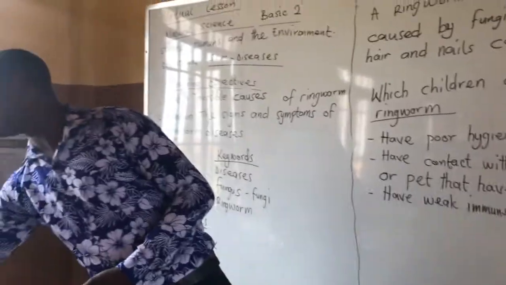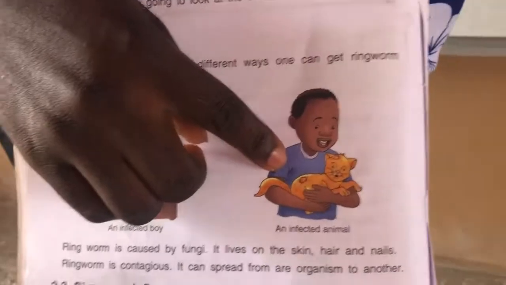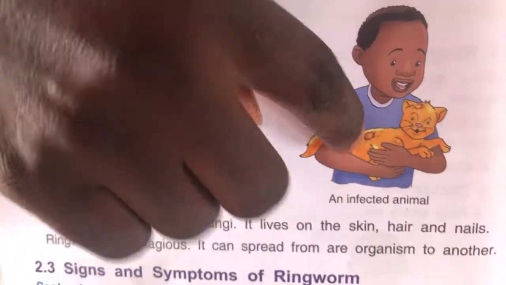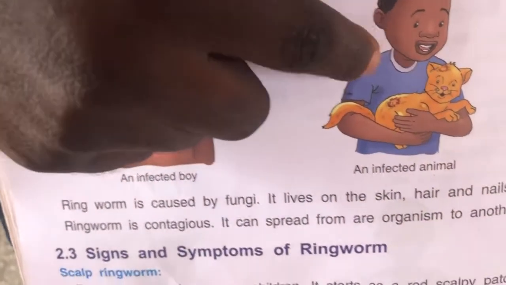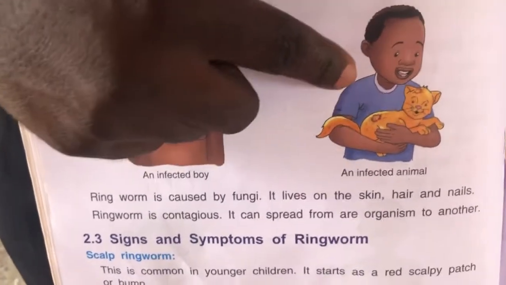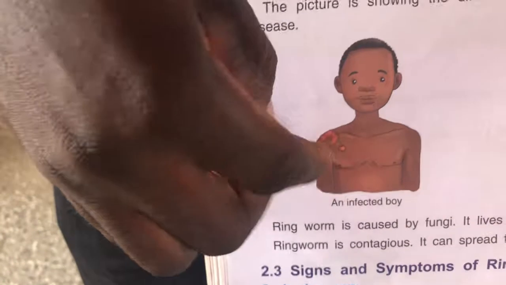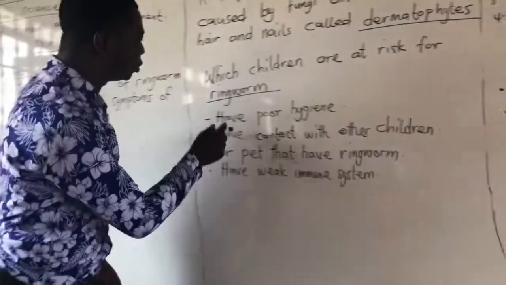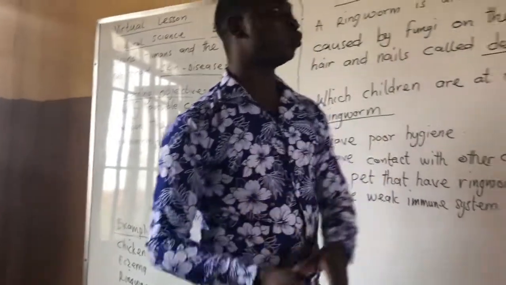Look at a picture. A man holding a pet, and the pet is affected by ringworm. Look at the ringworm on the pet. This man is holding the pet. What will happen to this man? The man will be infected by the disease called ringworm. So when you come close to or have contact with a person having it, you can also get ringworm. The advice is that when you see that someone has ringworm, don't have personal contact with that person.